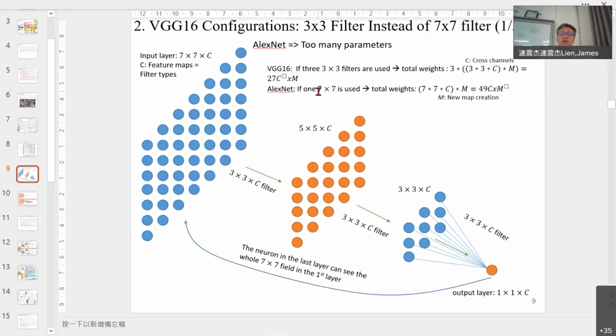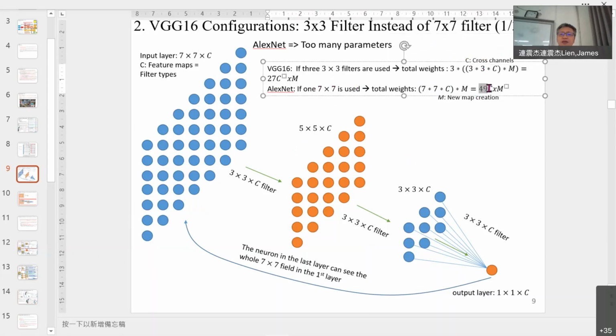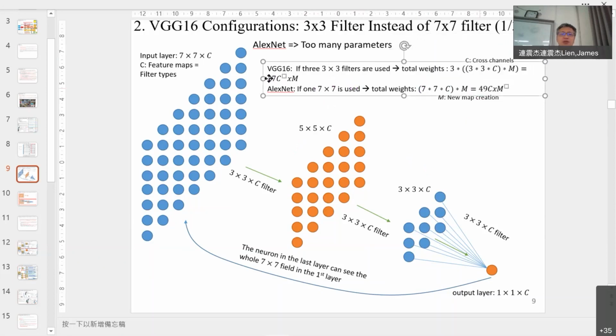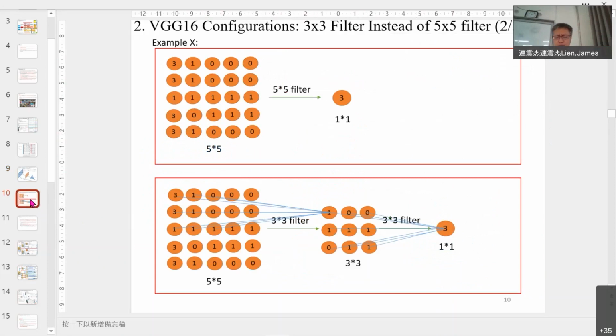So the parameters reduce from 49 to 27, but that's only for one map, and you have many maps, so it will reduce a lot of parameters. As I understand, the total parameters of VGG16 is less than AlexNet.